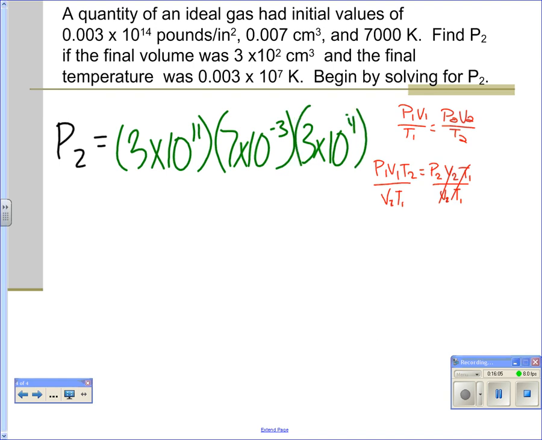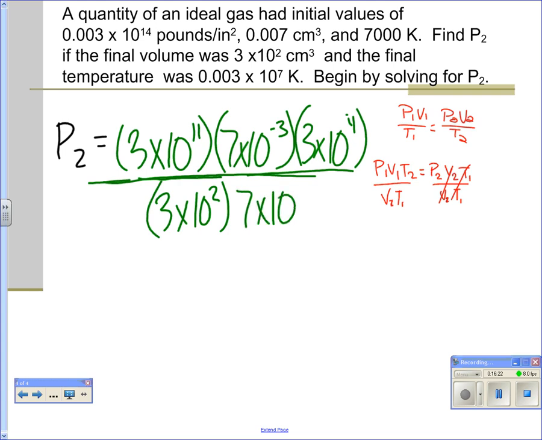Do y'all agree with 3 times 10 to the 4th? Yes. Okay. 3 times 10 squared? Yes. And 7 times 10 to the 3rd. Yes. Make sense?